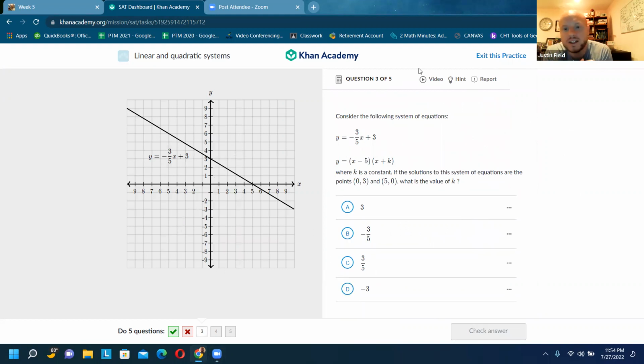Got one wrong. Consider the following system of equations. I'm considering it. Where k is a constant. If the solution to the system of equations are the points 0, 3, and 5, 0, what is the value of k? Okay, so the solution to the system is where those two functions intersect. So that means -3/5 x plus 3 is equal to x minus 5 times x plus k.